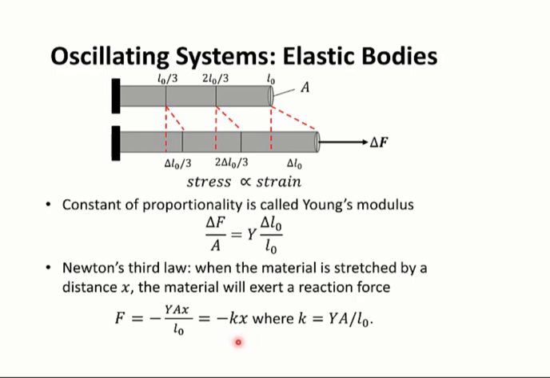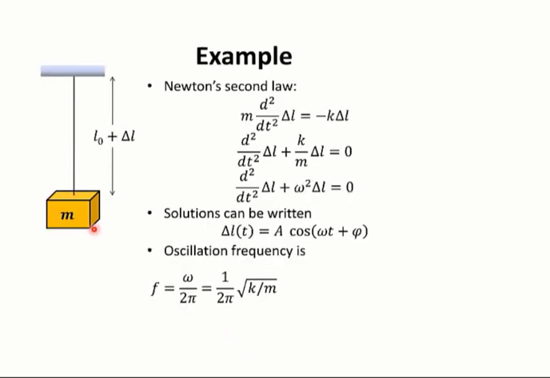Now let's find out the equation of motion for this kind of simple harmonic oscillation. So for example, let's imagine this system where from a fixed support we hang an elastic wire and attach a mass at this end.